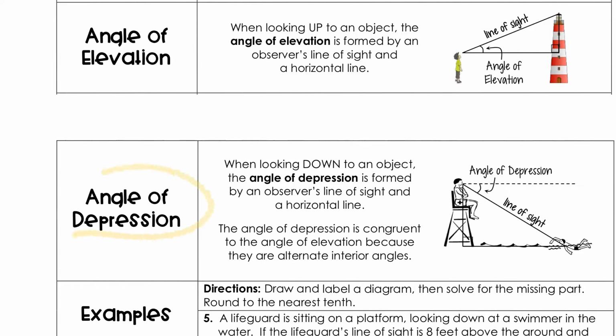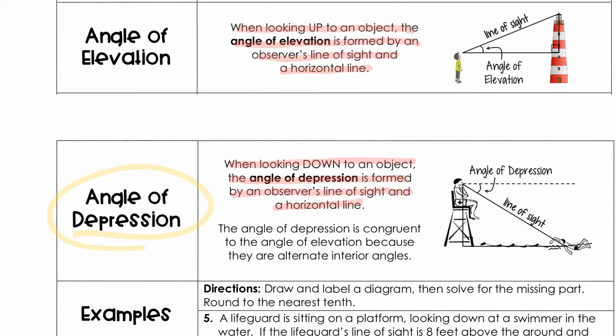Angle of depression. Now, just before we get on to that, let's recap what we talked about with angle of elevation in the last lesson. Angle of elevation, remember, is when looking up to an object, the angle of elevation is formed by an observer's line of sight and a horizontal line. With angle of depression, we are talking about looking down. When looking down to an object, the angle of depression is formed by an observer's line of sight and a horizontal line.